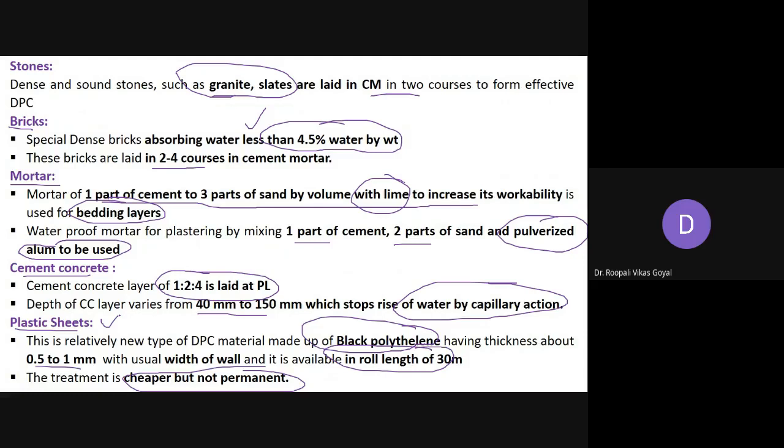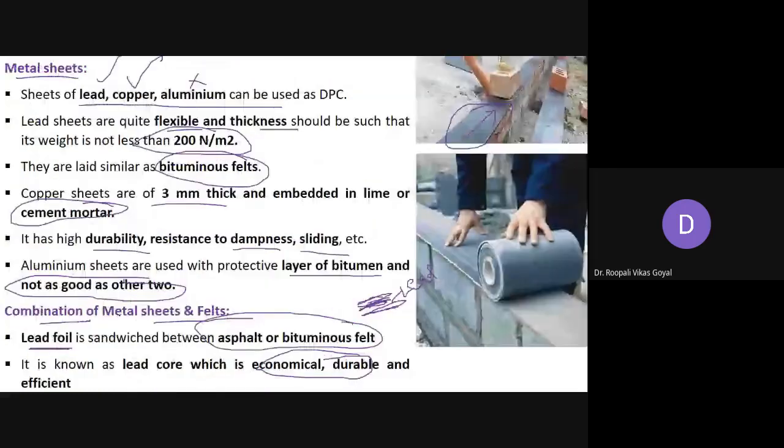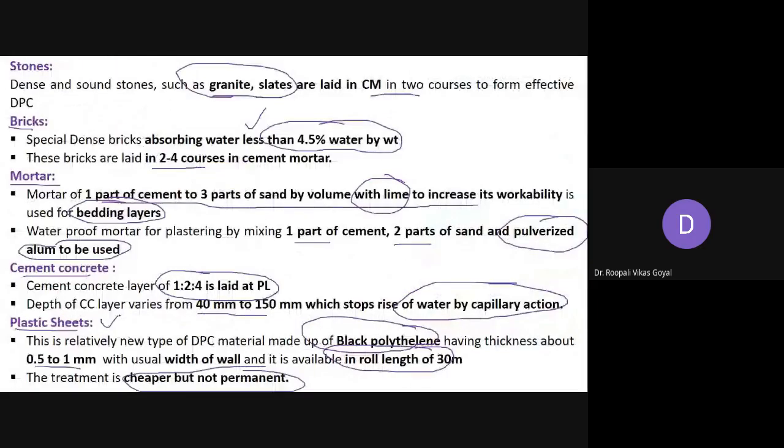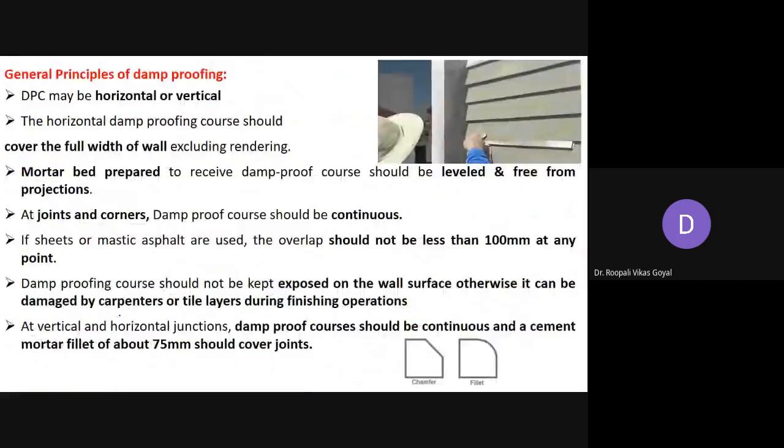So these are all the materials like bitumen, mastic asphalt, bituminous felt, metal sheets, then combination of metal and bituminous sheets, then normal building material, brick, stone, mortar, cement, concrete, or even plastic sheets you can utilize as a damp proof course. Now, there are general principles when you are using such damp proofing technique. So first, this damp proof course, it may be horizontal or vertical. अगर आप wall में use कर रहे हैं, so it may be vertical. Floor में use कर रहे हैं, then it may be horizontal.